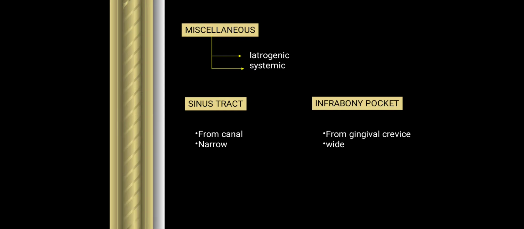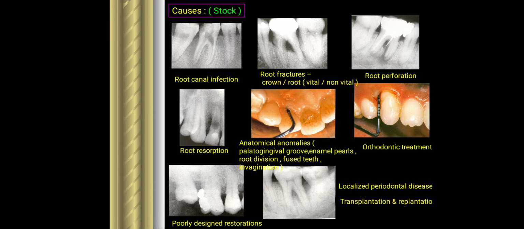If a sinus tract is there, then the infection will be from the canal and it will be narrow. If the infection is from an infrabony pocket, then it will be from the gingival crevice and it will be wider than the sinus tract.